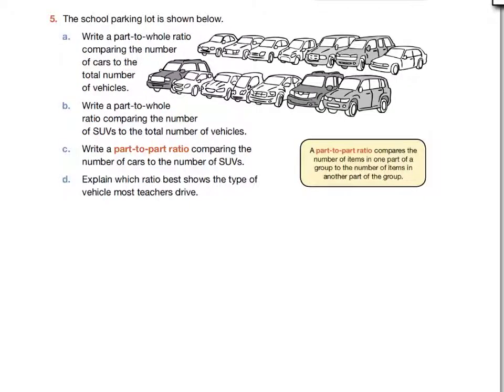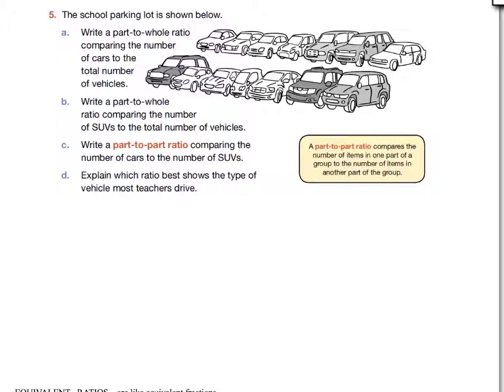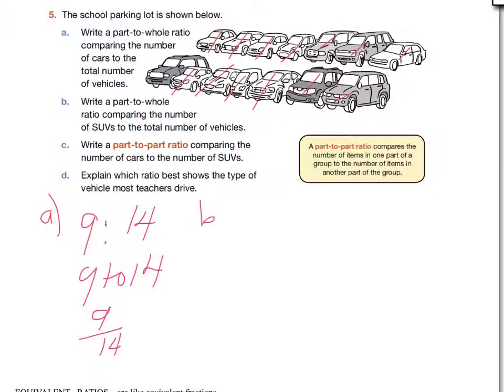All right, well, let's take a look. So we have the number of cars to the number of total vehicles. Cars, we have 1, 2, 3, 4, 5, 6, 7, 8, 9 to a total of 10, 11, 12, 13, 14, and 9 to 14, and this is a part to whole ratio, so 9 over 14. B, the number of SUV vehicles, 1, 2, 3, 4, 5. We already know the total is 14. 5 to 14. And 5 over 14, that is a part to whole ratio as well.